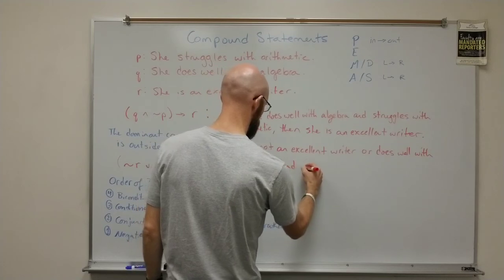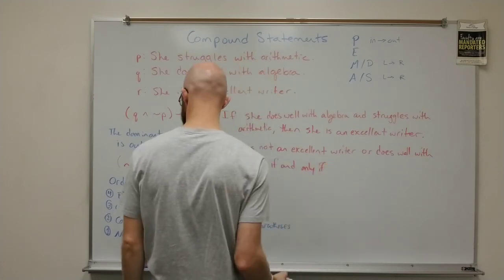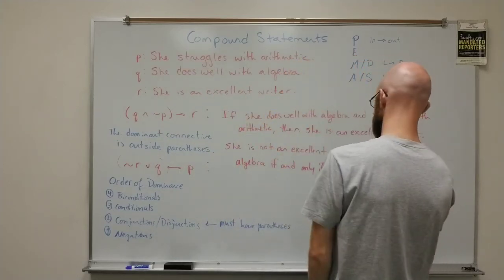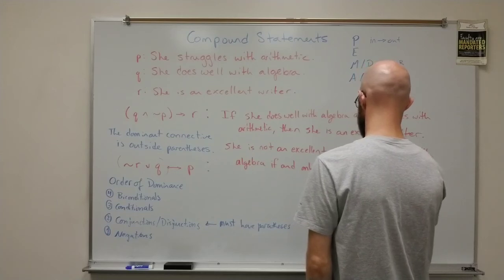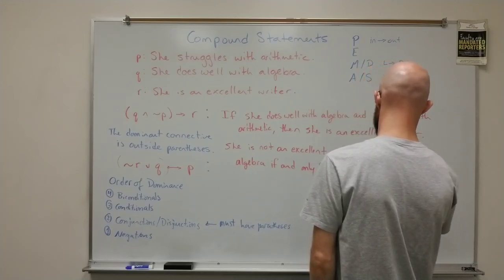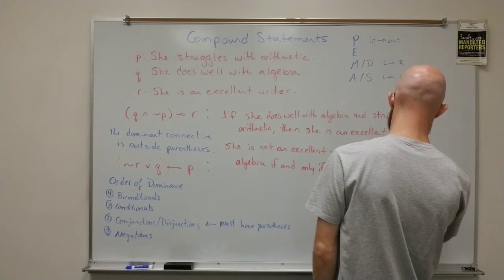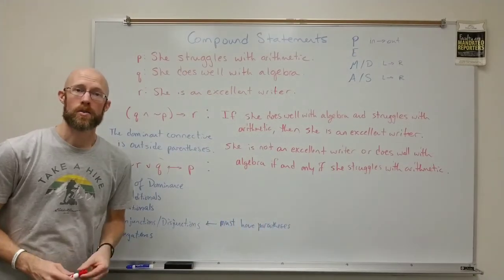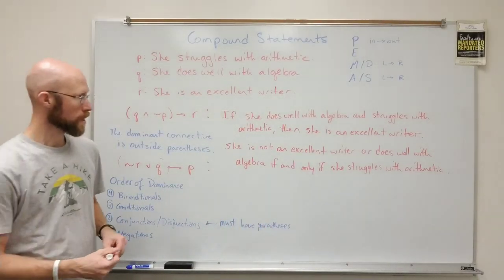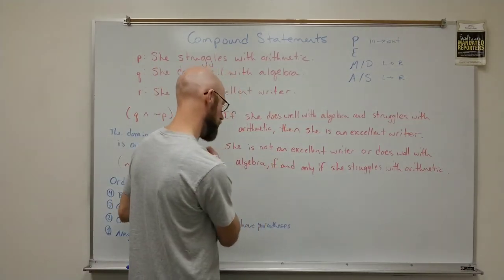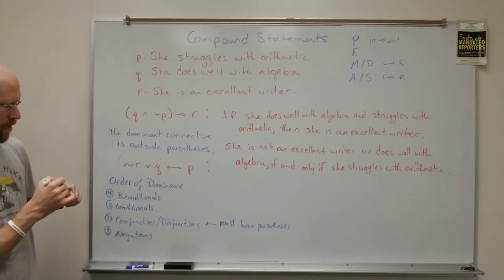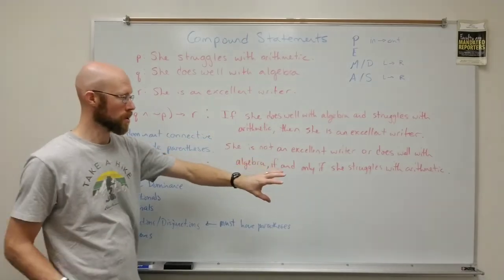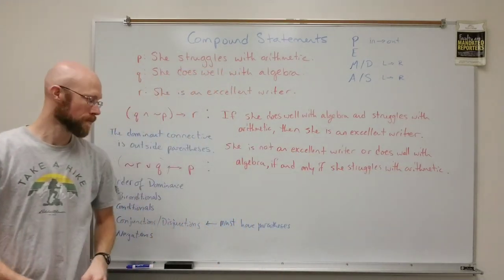If and only if P, if and only if she struggles with arithmetic. Okay. All right, so that's how you would write that one out. Again, this first portion, and I might want to put a comma here to sort of separate off the first part of that sentence, the first part of the biconditional, from the second part of the biconditional.